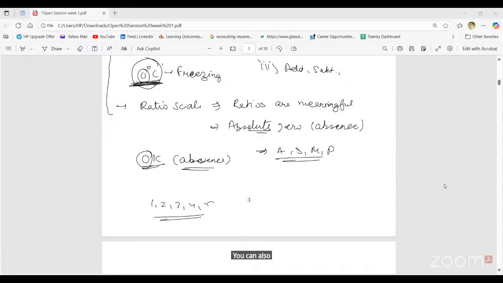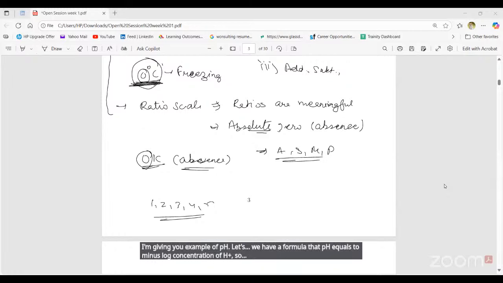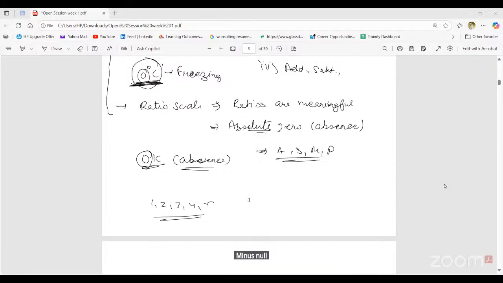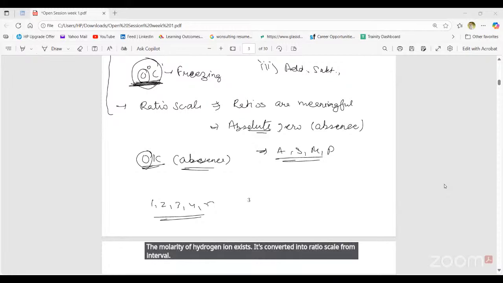You can also take an example of pH. Let's say we have a formula that pH equals minus log concentration of H plus. So pH 0 doesn't mean that no value exists, so it is an interval scale. But when we convert it into the concentration of H plus, when the concentration of H plus equals 0, we can say that no hydrogen ions exist. So it's converted into ratio scale from interval scale. That's what I think.